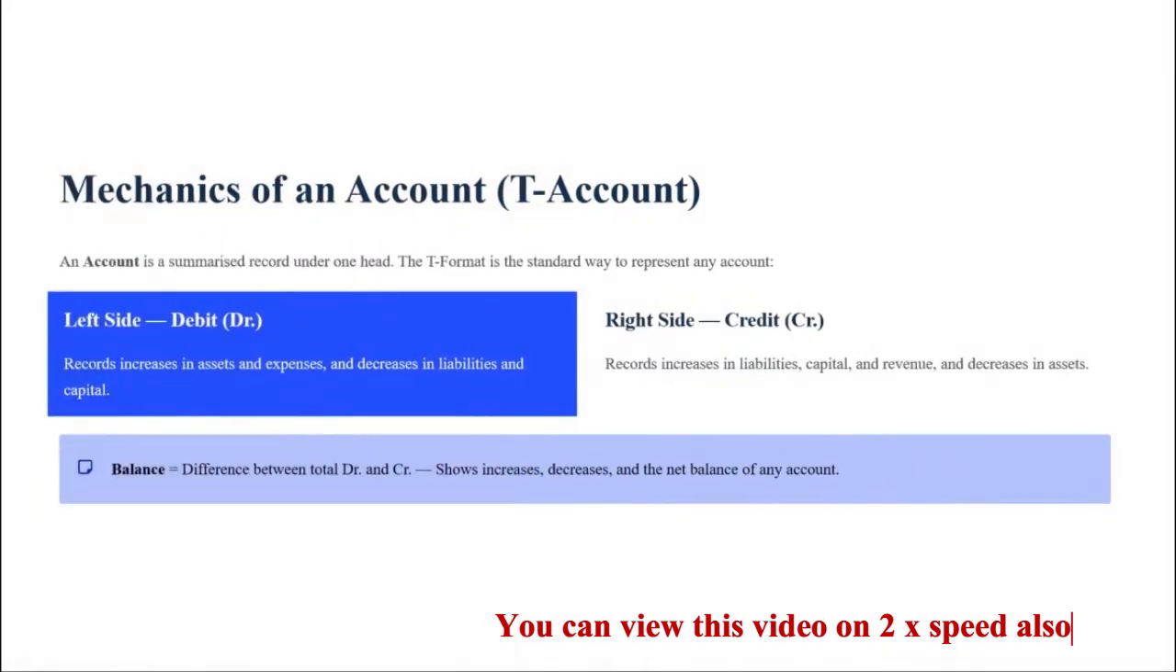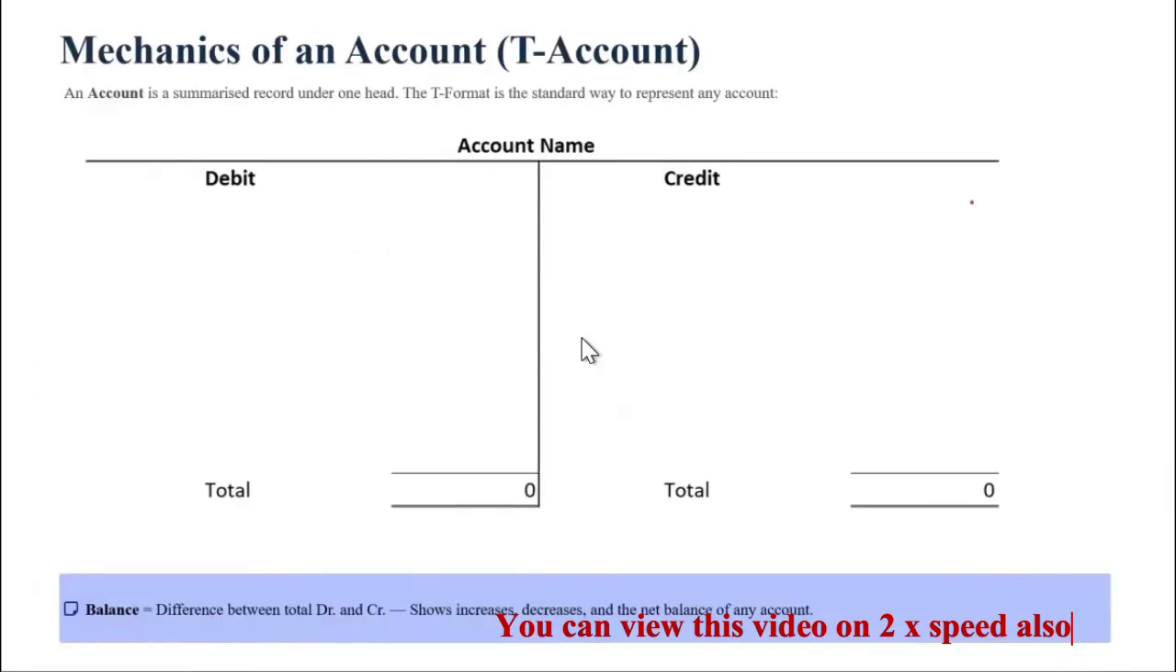Now, let us look at the primary tool of the bookkeeper, the account. An account is a summarized record of all transactions relating to a specific head, such as cash, rent, or furniture. Instead of a long list of sentences, we use a T account format. As you can see, the account is divided by a vertical line looking like the letter T.